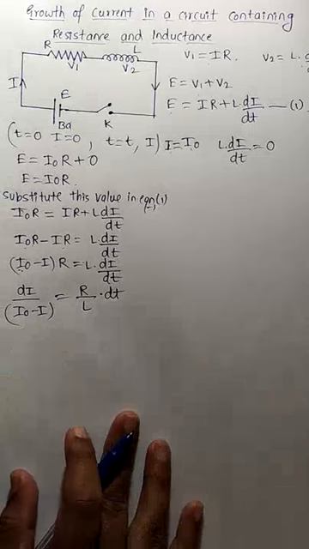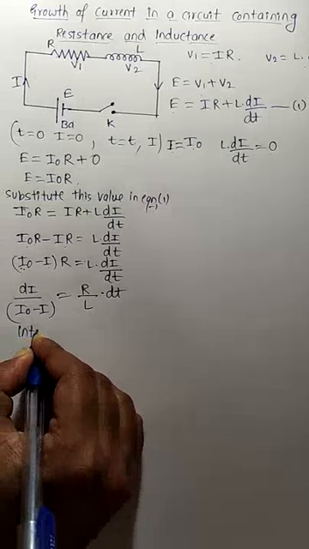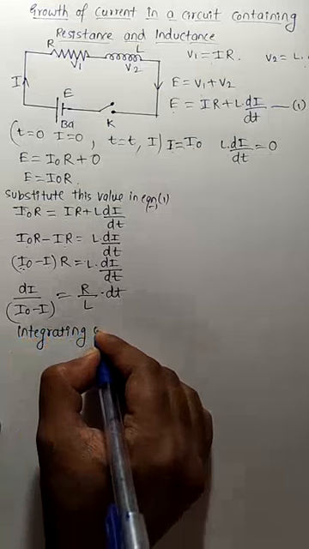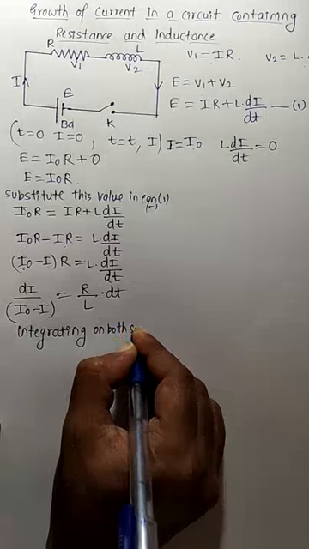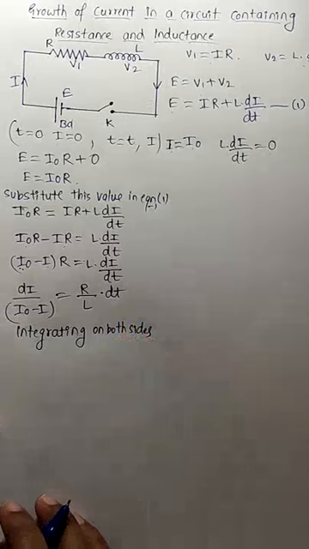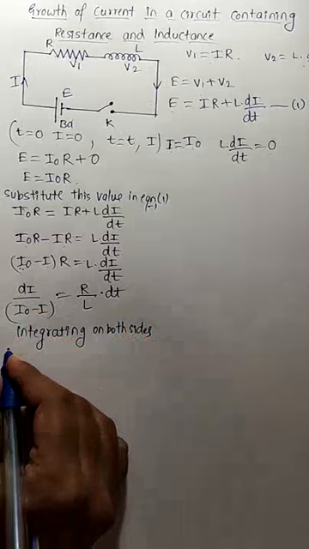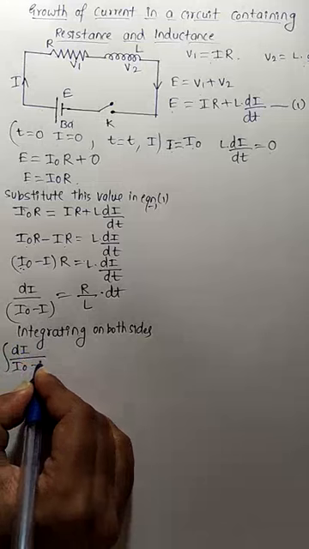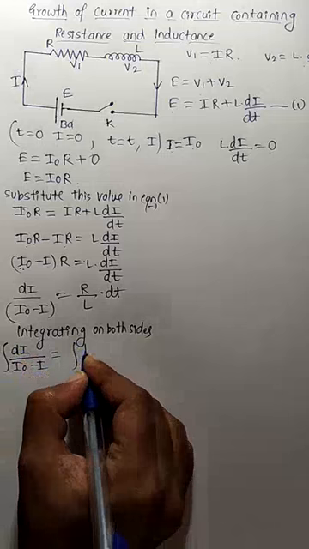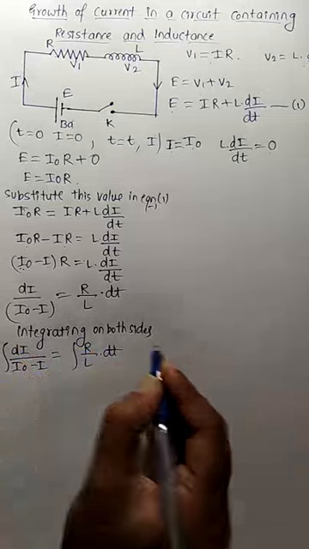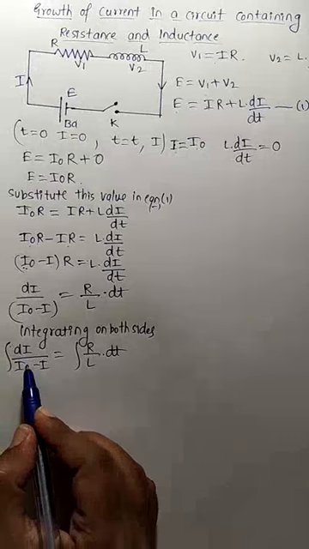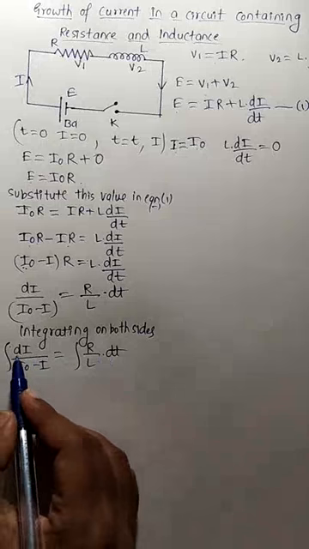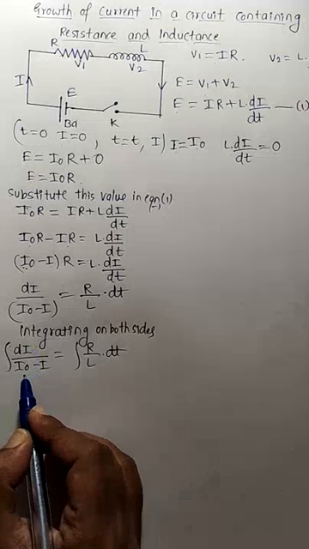Now to solve this, I am integrating the above equation, integrating on both sides. So when we integrate on both sides, what do we get? We get the integration of di divided by I naught minus I is equal to the integration of R by L into dt. This one is integrated with respect to I and this one with respect to time, that is dt.